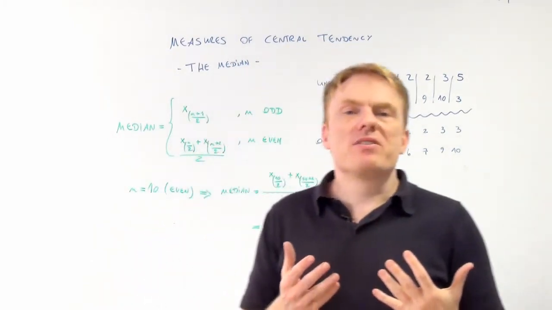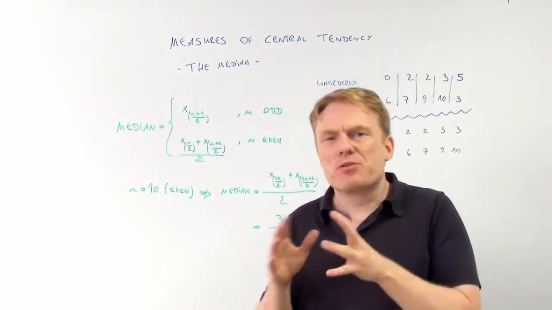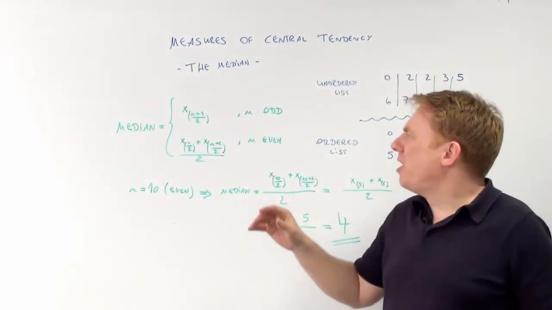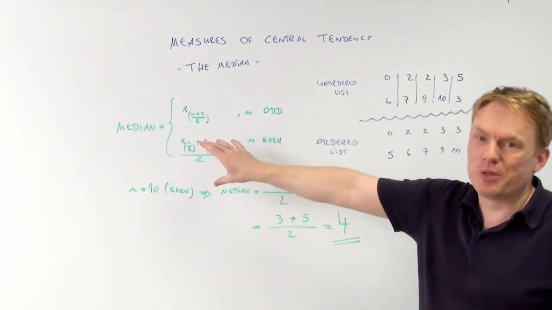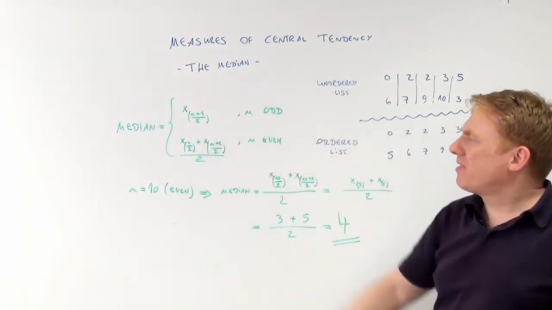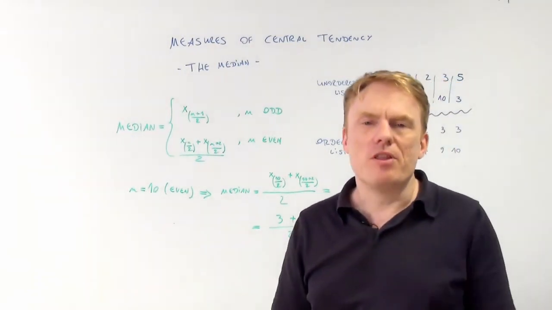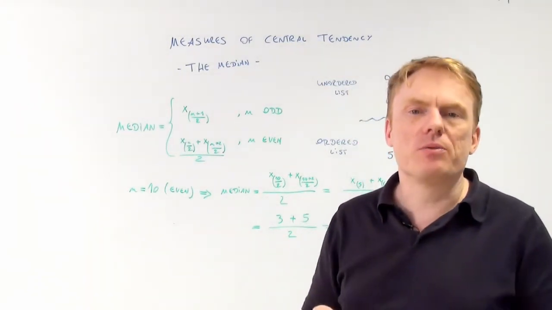If the sample size is even, it's a bit trickier to understand, but I'm sure you'll understand it, or you already did. So that's everything you need to know about the median here as a measure of central tendency.